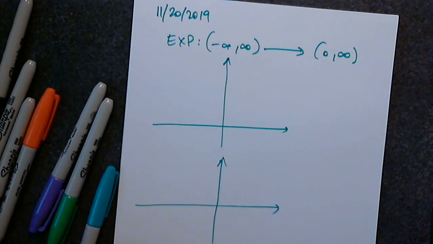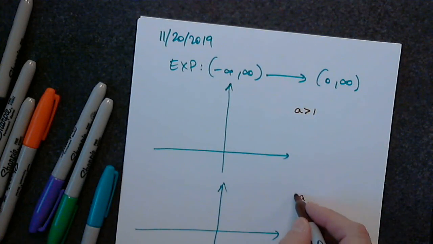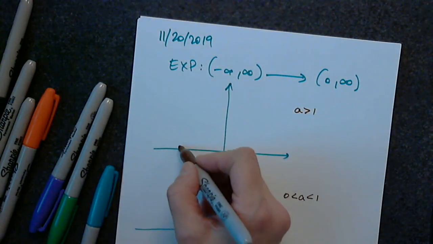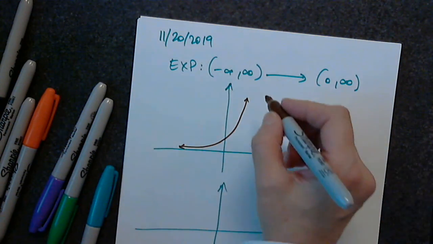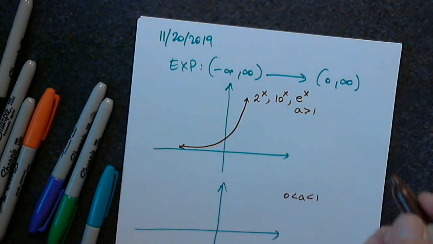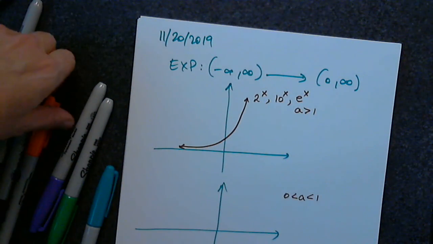Okay, so when the base is greater than 1, and when the base is between 0 and 1. When the base is greater than 1, the exponential function looks like this. It could be 2 to the x, it could be 10 to the x, it could be e to the x, any number that is greater than 1. And as you see, it's increasing on all its domain.